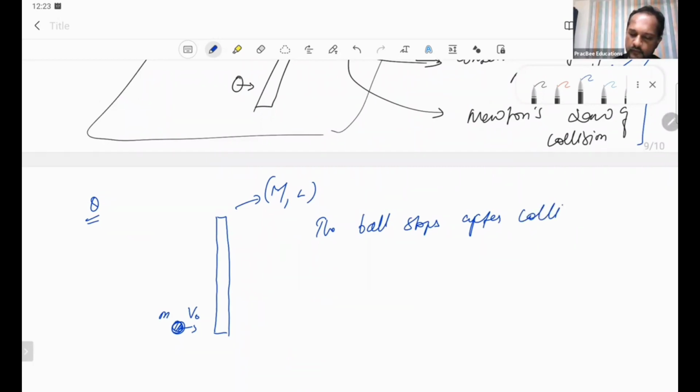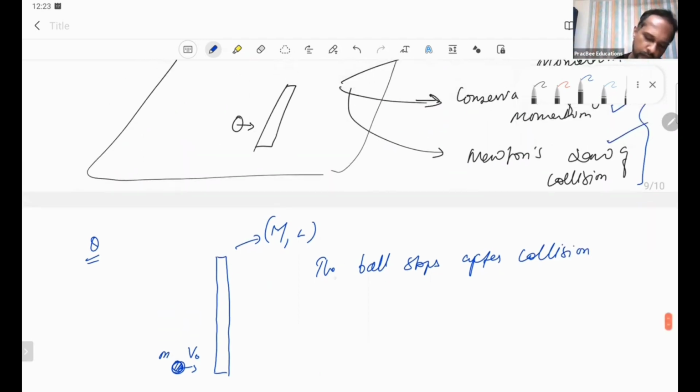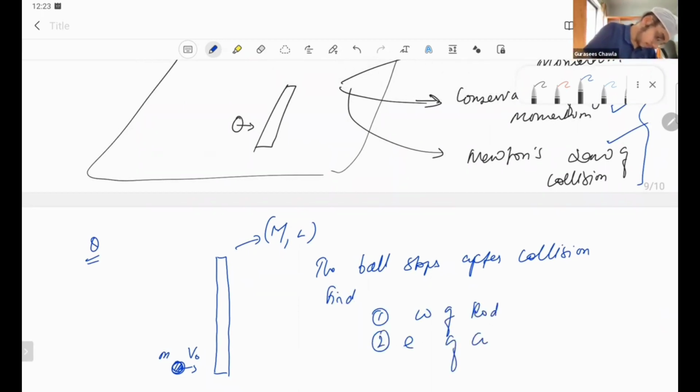After collision, let's say the ball stops. After colliding, the ball comes to rest. Yes. Okay, so you have to find omega of the rod, and e of collision.